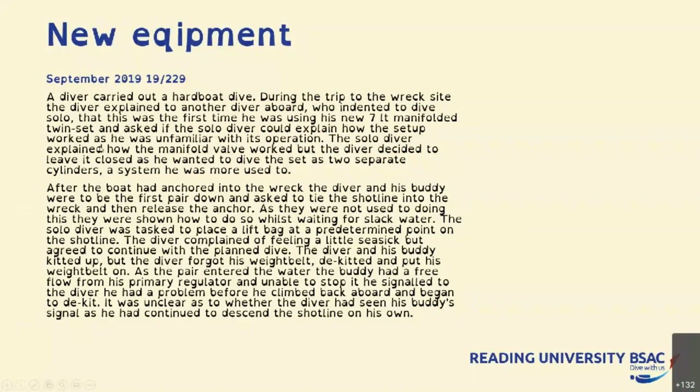The solo diver explained how it all worked, but then ultimately the diver with the twin set decided to not use it as a manifolded twin set, but to close the manifold and dive them as independent cylinders. So something that they were slightly more familiar with, which is a sensible approach in some respects, isn't it? You go with what you know. Now, the boat anchors onto the wreck, and then the diver with the twin set was asked to help with some of the equipment, the shot line and the lift bag.